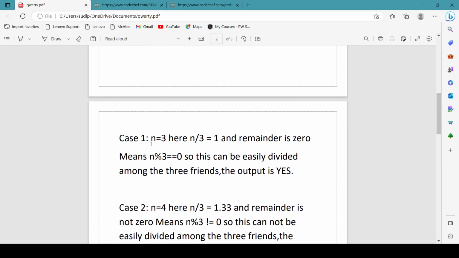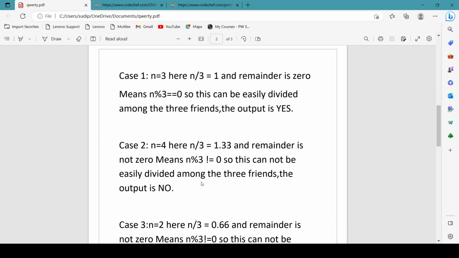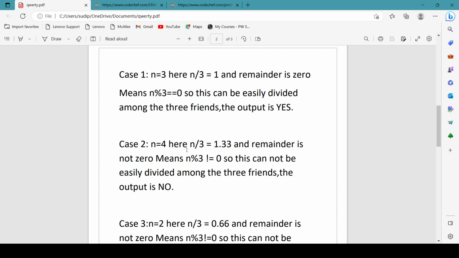In case 1, when n equals 3, here n by 3 is equal to 1. This means all the 3 friends will get an equal number of candies and the remainder is 0, meaning n modulo 3 equals 0. So this can be easily divided among the 3 friends and the output is yes. In case 2, we can see that n equals 4. Here n by 3 equals 1.33 and the remainder is not 0, meaning n modulo 3 is not equal to 0. So this cannot be divided equally among the 3 friends.